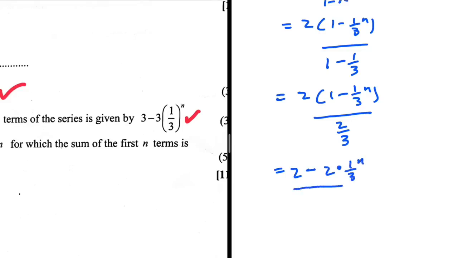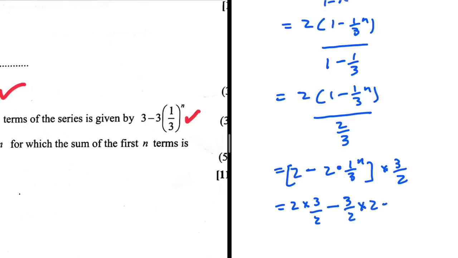Okay, divided by 2 over 3. Instead of dividing by 2 over 3, we can write it as multiplied by 3 over 2. I think that is how we get to what we are supposed to get ultimately. So this is going to be equal to 2 multiplied by 3 over 2. We are multiplying out by 3 over 2 now. Minus 3 over 2 multiplied by 2 multiplied by 1 over 3 to the power n.